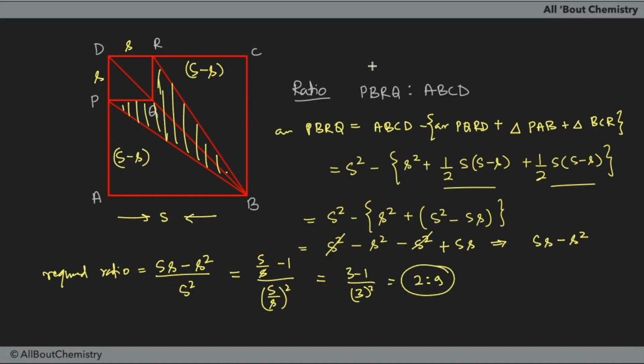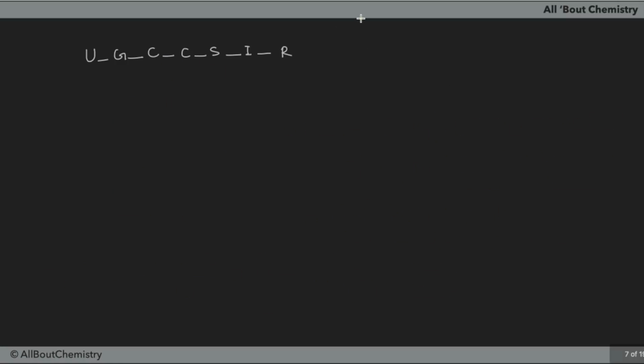And one more thing I didn't write: it was already given in the question that capital S upon small s was equal to 3. That value was already given to you in the question. Let's take the next one.